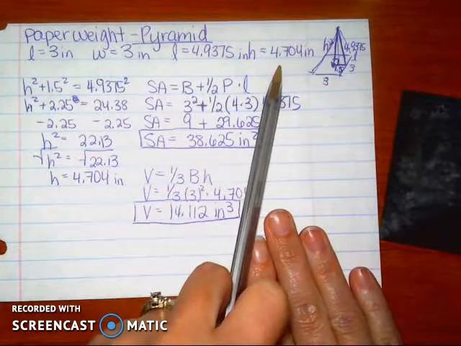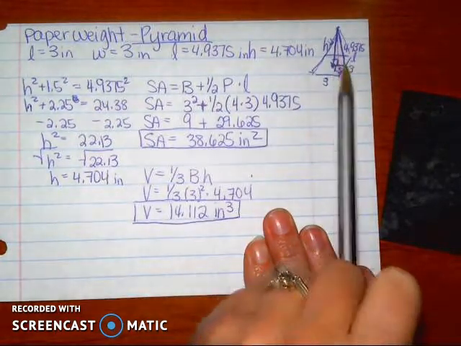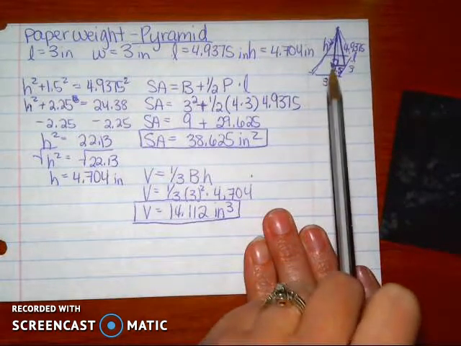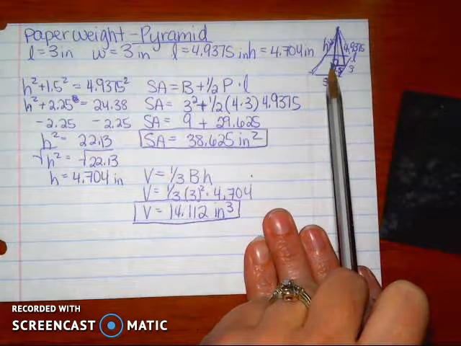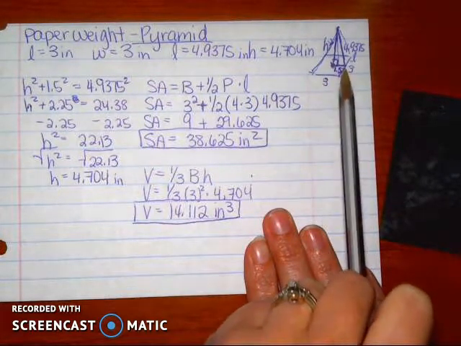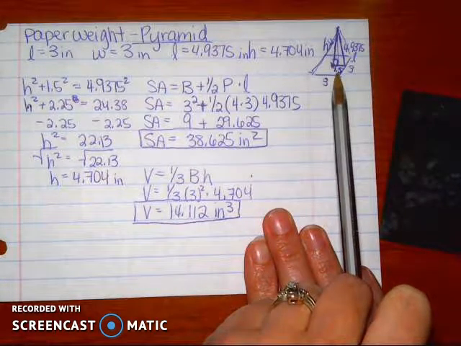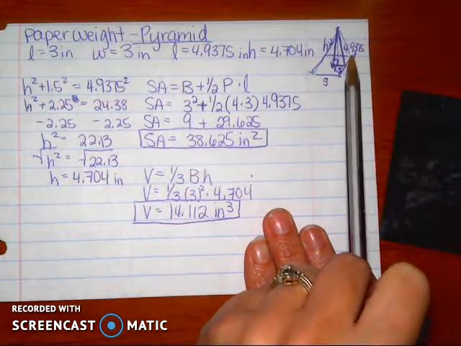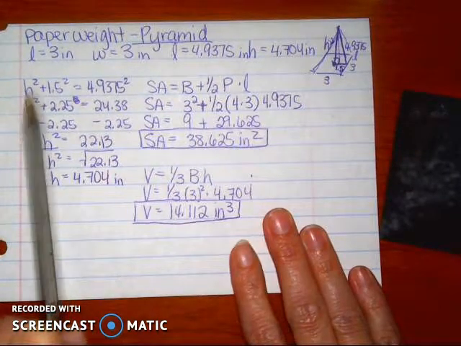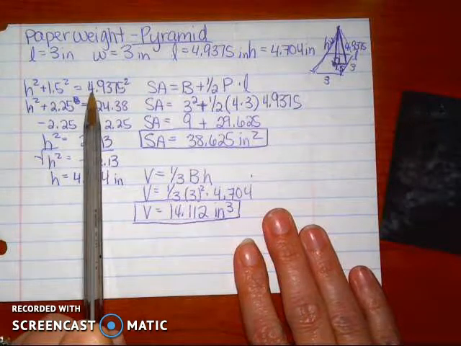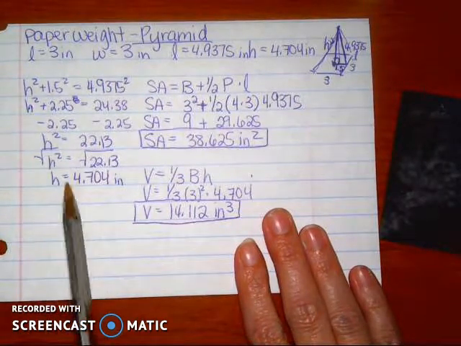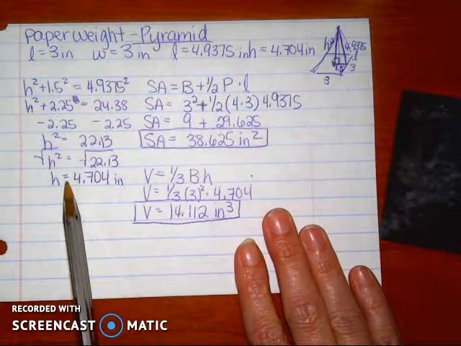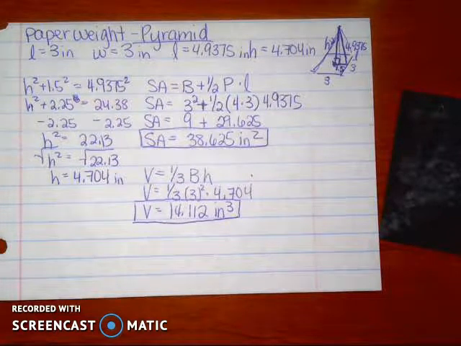But I calculated my height using Pythagorean Theorem. A squared plus b squared equals c squared. So since that height hits my pyramid right in the middle, if my whole side is 3, then right from the middle is going to be 1.5. So I could calculate that. My slant height was 4.9375. That becomes my hypotenuse. And then I find my height. Height squared plus 1.5 squared equals 4.9375 squared using Pythagorean Theorem. I get a height of 4.704. Okay, then I substitute into my formulas. Good luck on finding surface area and volume of pyramids.